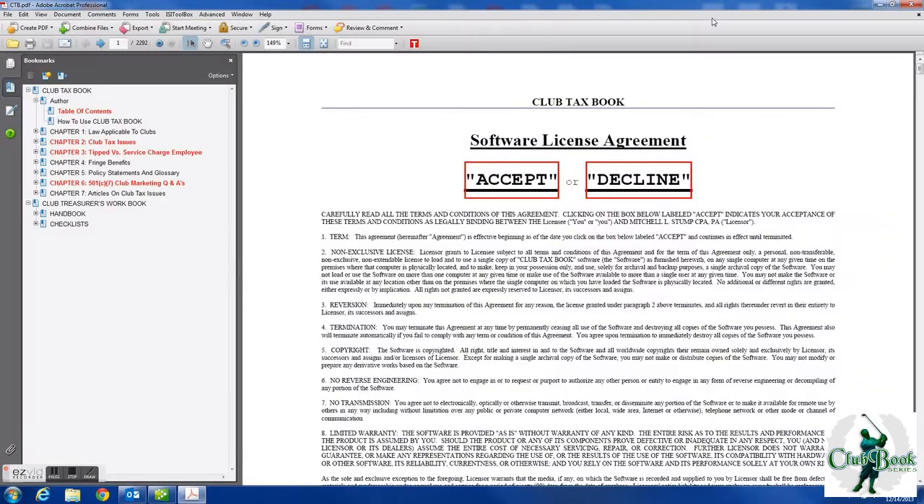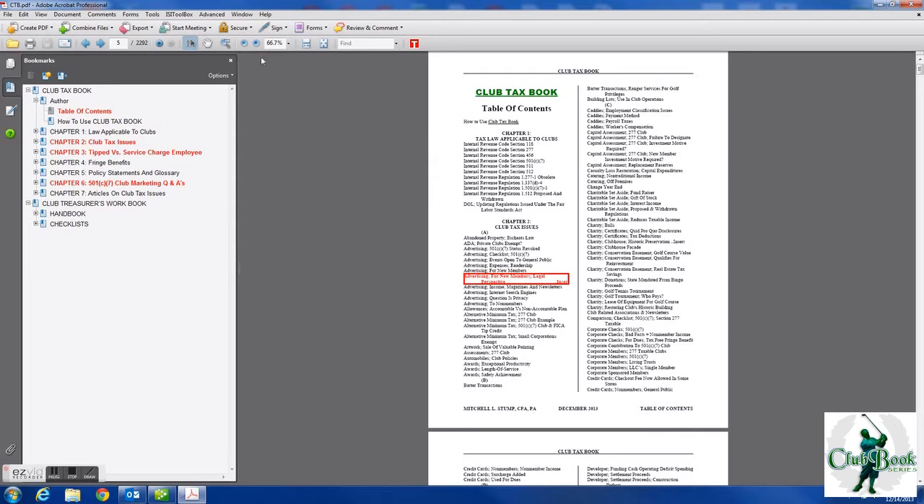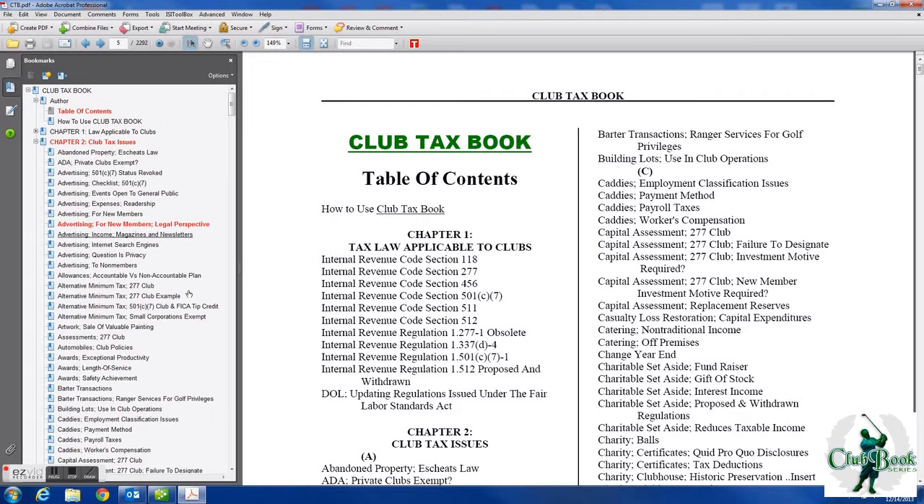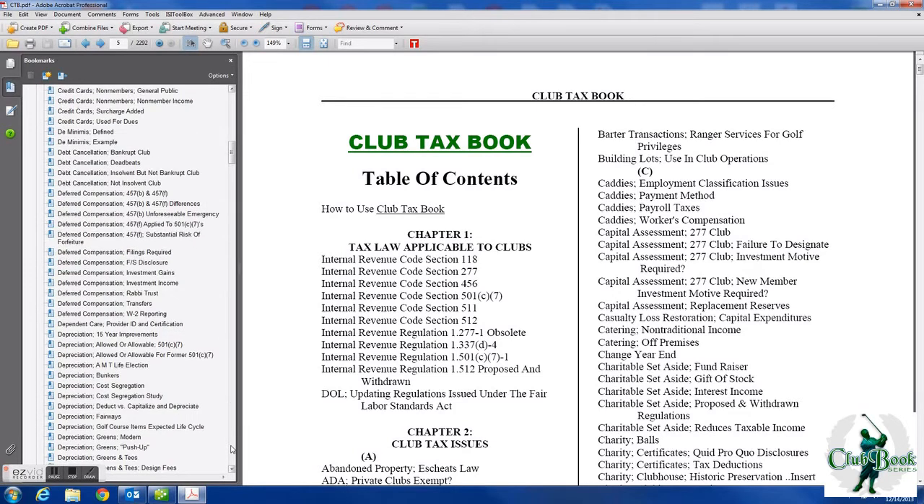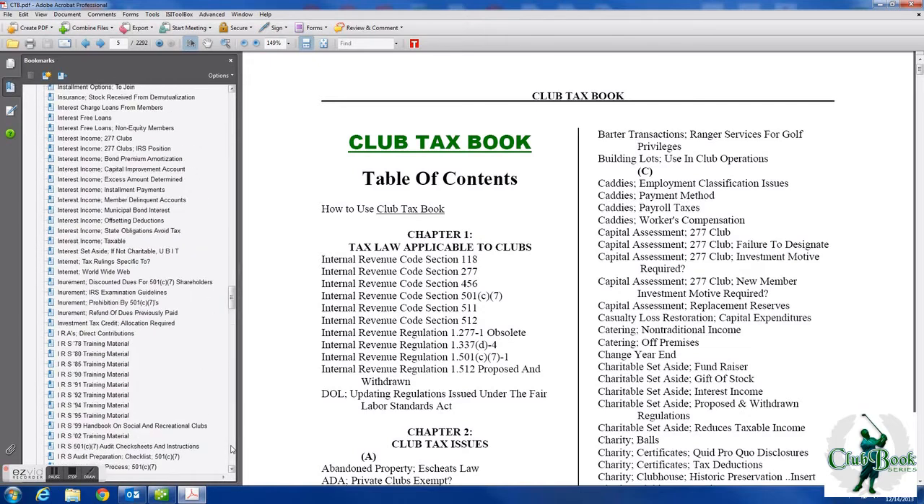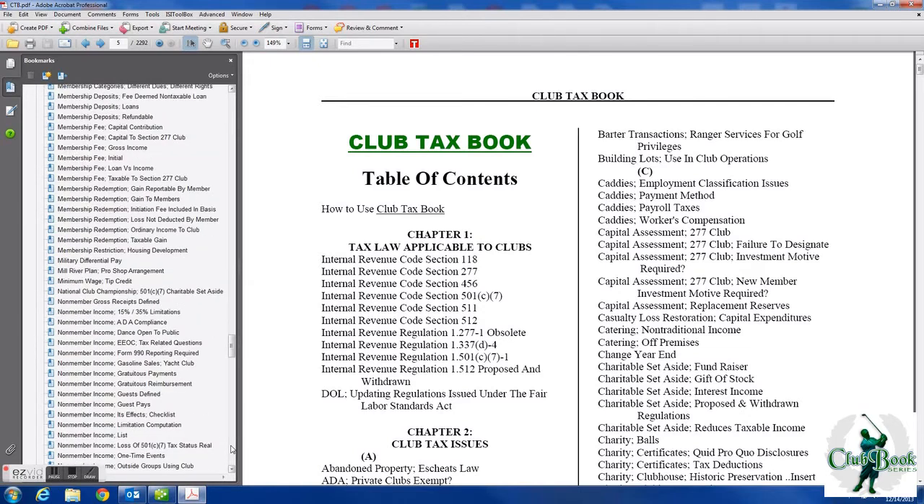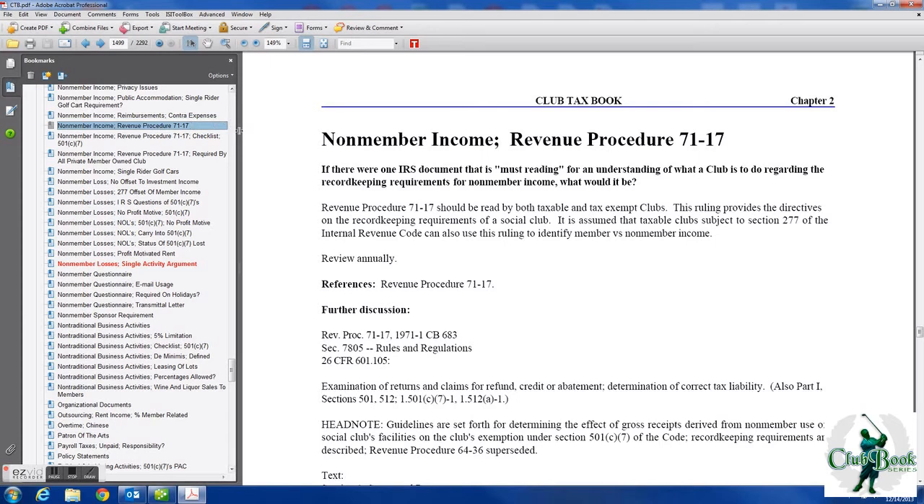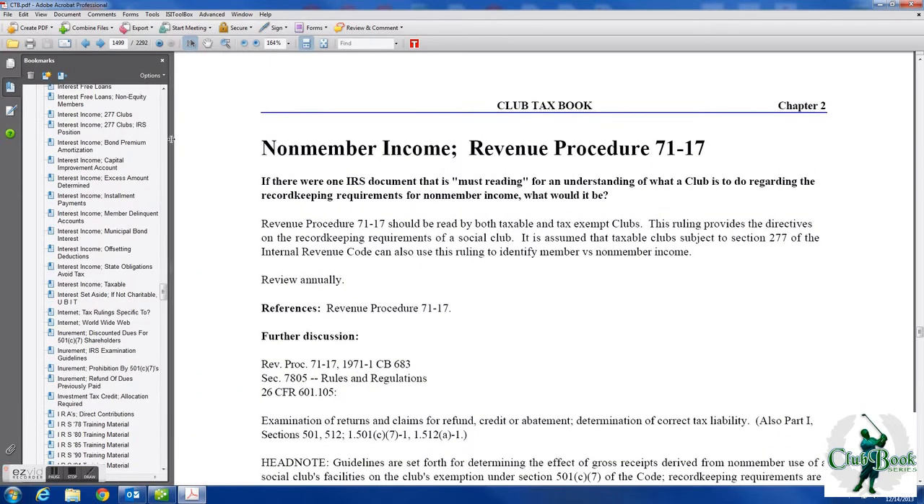So we're going to the icon and open up the club tax book, accept the licensing agreement. Let's open it up a little bit more so we can see the screen better. We're going to the table of contents on the left-hand side, and we're going to scroll down to non-member income. We're looking for non-member income, Revenue Procedure 71-17. Here we go. Let's make the screen a little bit wider so we can see it a little bit better.